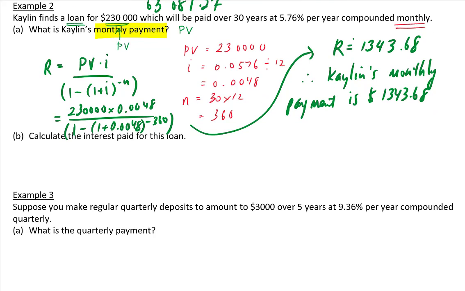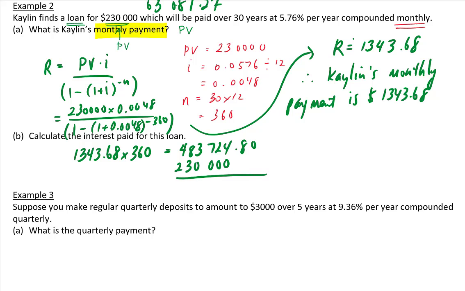So next part, calculate the interest earned. Since this is a loan, we start with the payments. So Katelyn made payments of $1,343.68, and she made 360 of them. She ended up paying $483,724.80. Let's subtract how much she borrowed. So she borrowed $230,000. So she ended up paying $253,724.80 in interest.